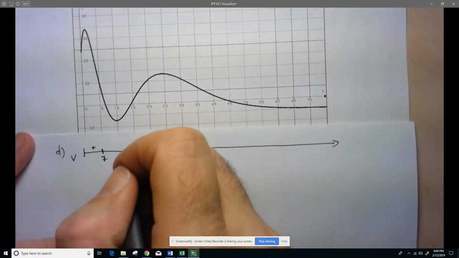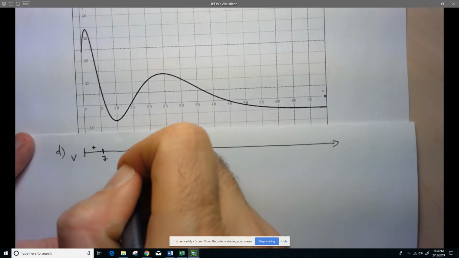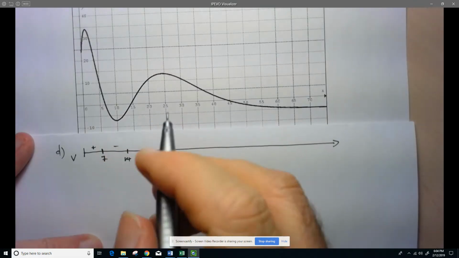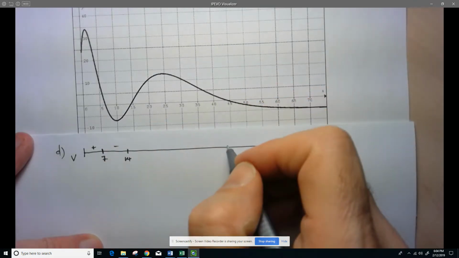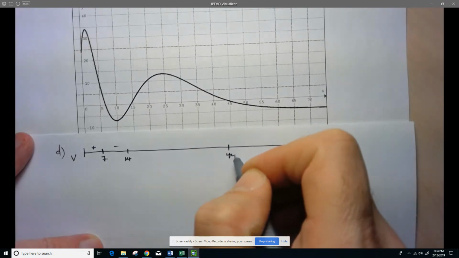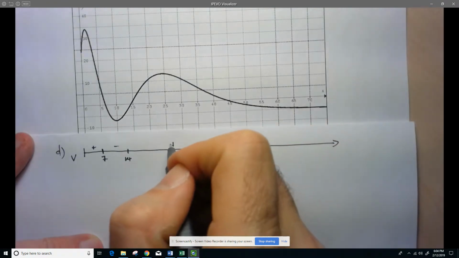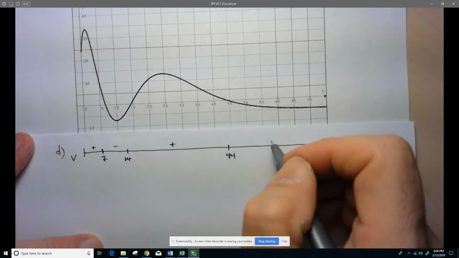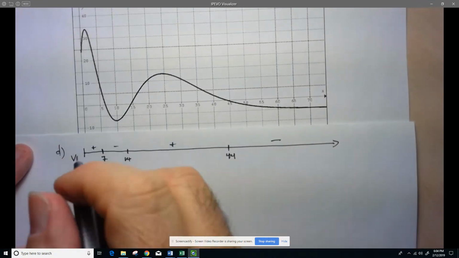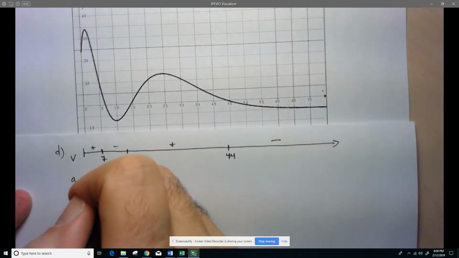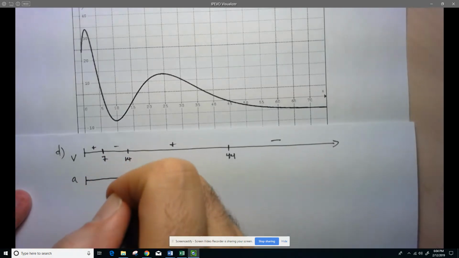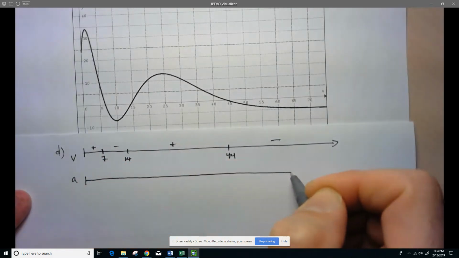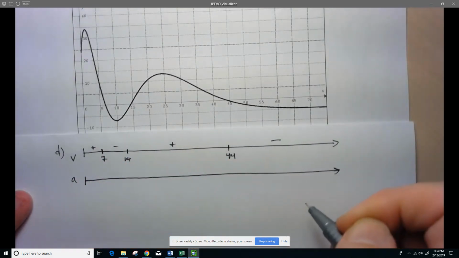And then it's negative up to 14 seconds. Okay, and then from 14 to 44, this whole area here, it's positive, and then from 44 on, it's negative. So now what we're going to do is the same thing with the acceleration function by looking at the slopes of the tangents of the velocity.